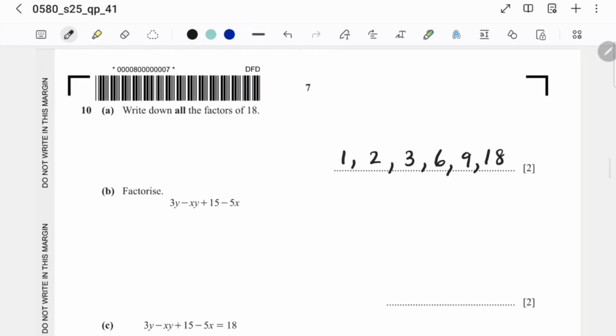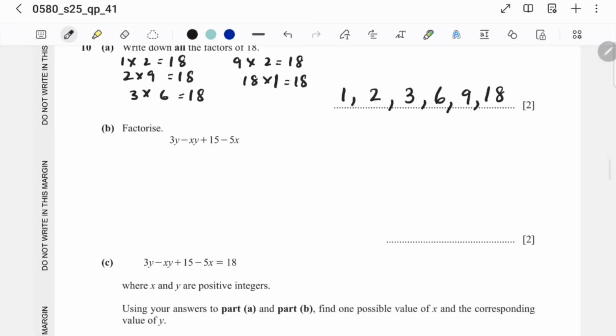Okay, you can write down there because it's a 2 marks question. 1 times 18, 2 times 9, 3 times 6, 6 times 3, 9 times 2, and 18 times 1, all give 18. So they are the only numbers, all factors of 18. This is part B, factorize.